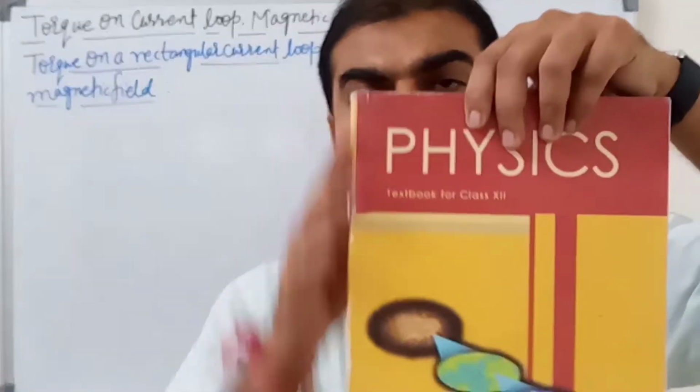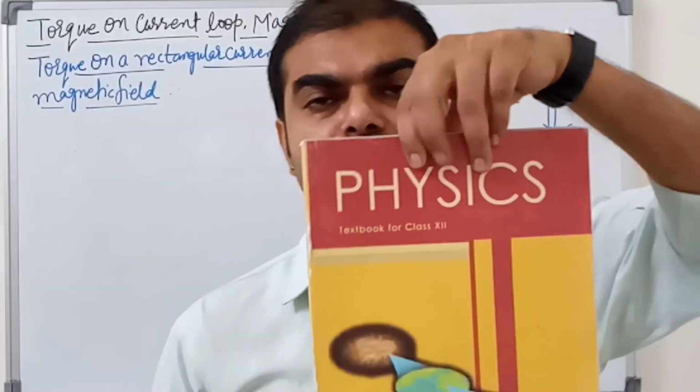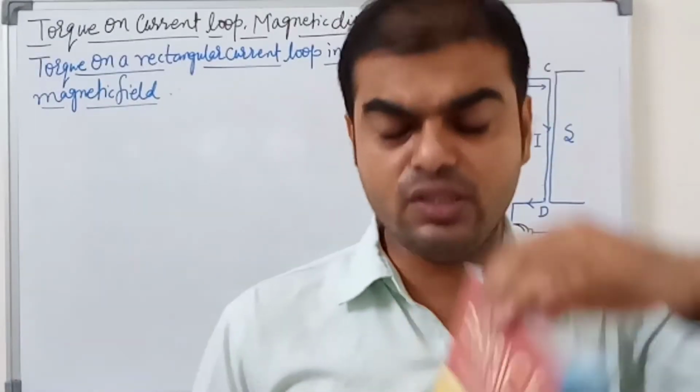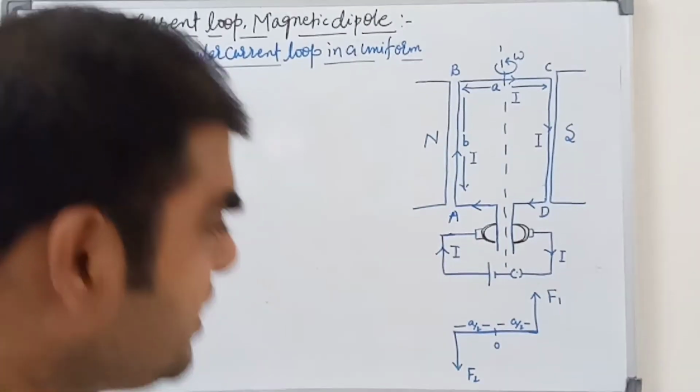So you can see this coil is in this pattern. This coil here is AB and here is CD. So the coil rotates here. The coil rotates here. This type of coil rotates. So you can see the next figure is very clear.